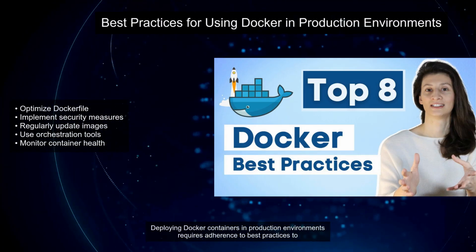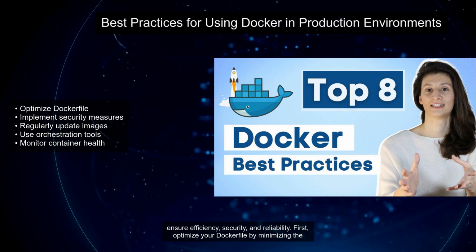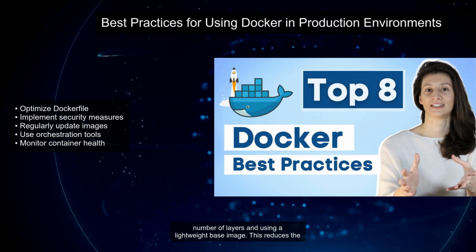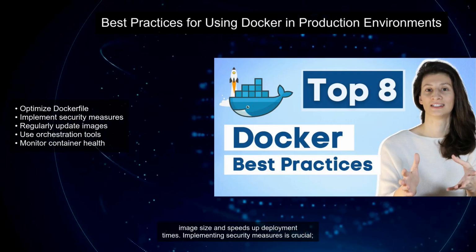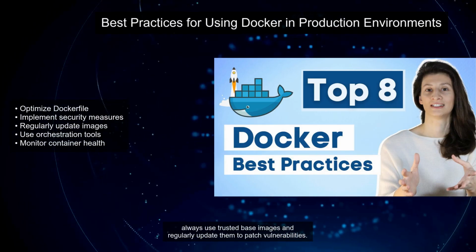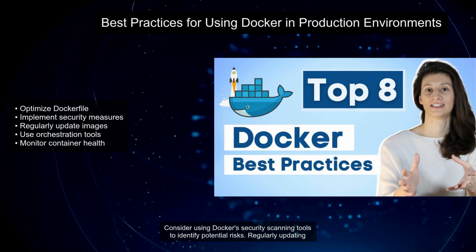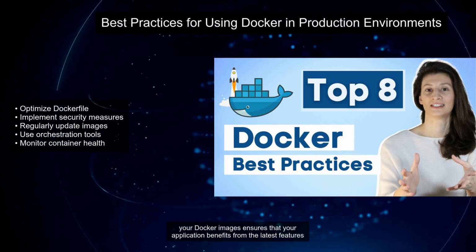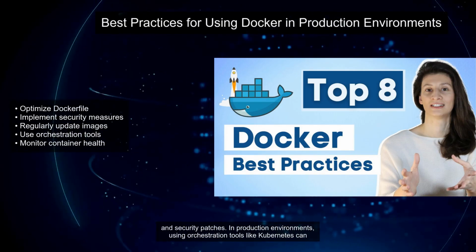Deploying Docker containers in production environments requires adherence to best practices to ensure efficiency, security, and reliability. First, optimize your Dockerfile by minimizing the number of layers and using a lightweight base image. This reduces the image size and speeds up deployment times. Implementing security measures is crucial. Always use trusted base images and regularly update them to patch vulnerabilities. Consider using Docker's security scanning tools to identify potential risks. Regularly updating your Docker images ensures that your application benefits from the latest features and security patches.